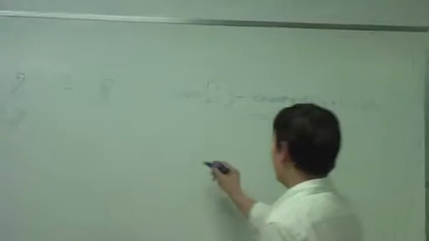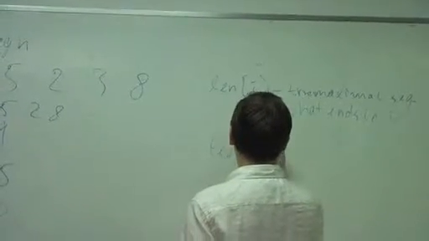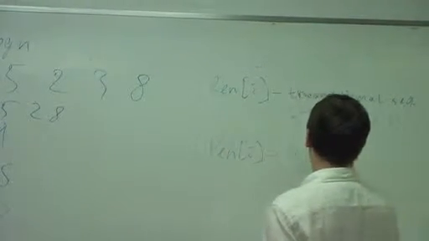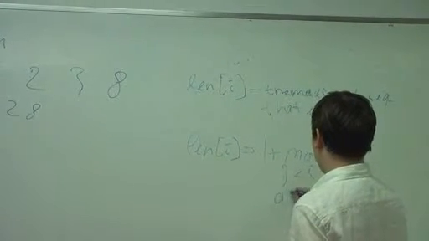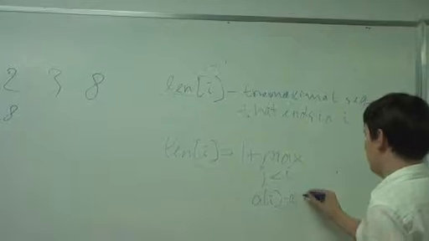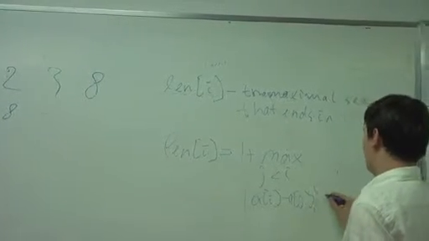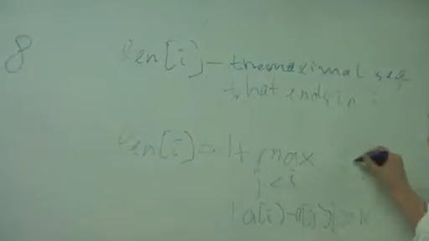then the formula will be simply length of E is 1 plus the maximum over all G less than E such that A_E and A_G differ by at least K, of length of G.